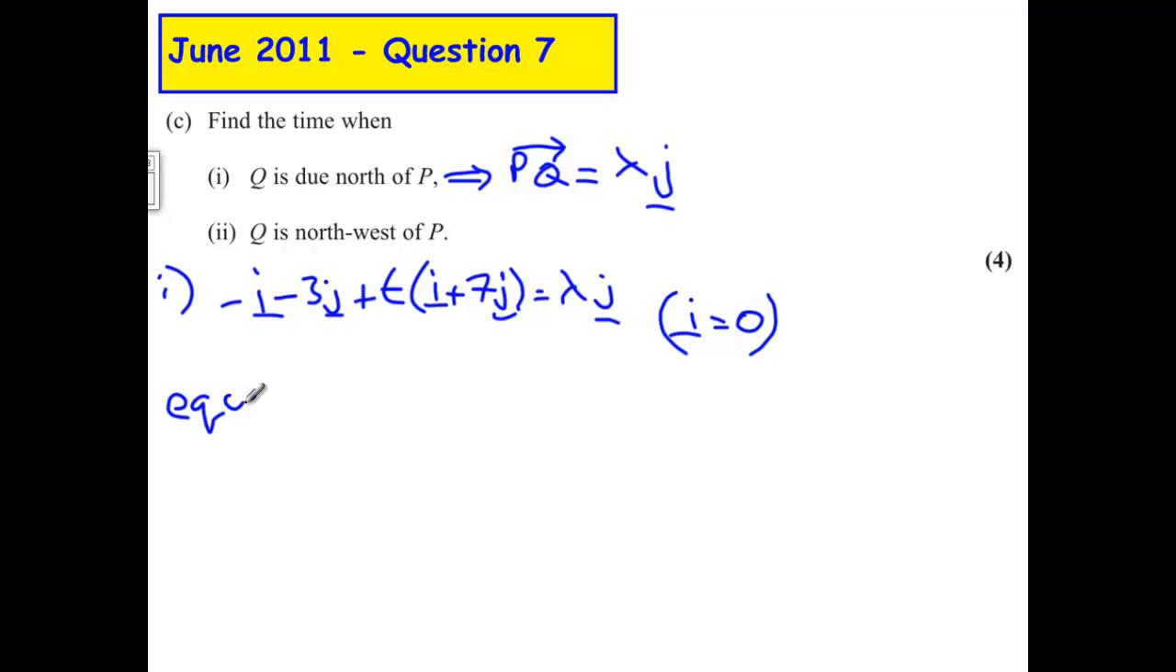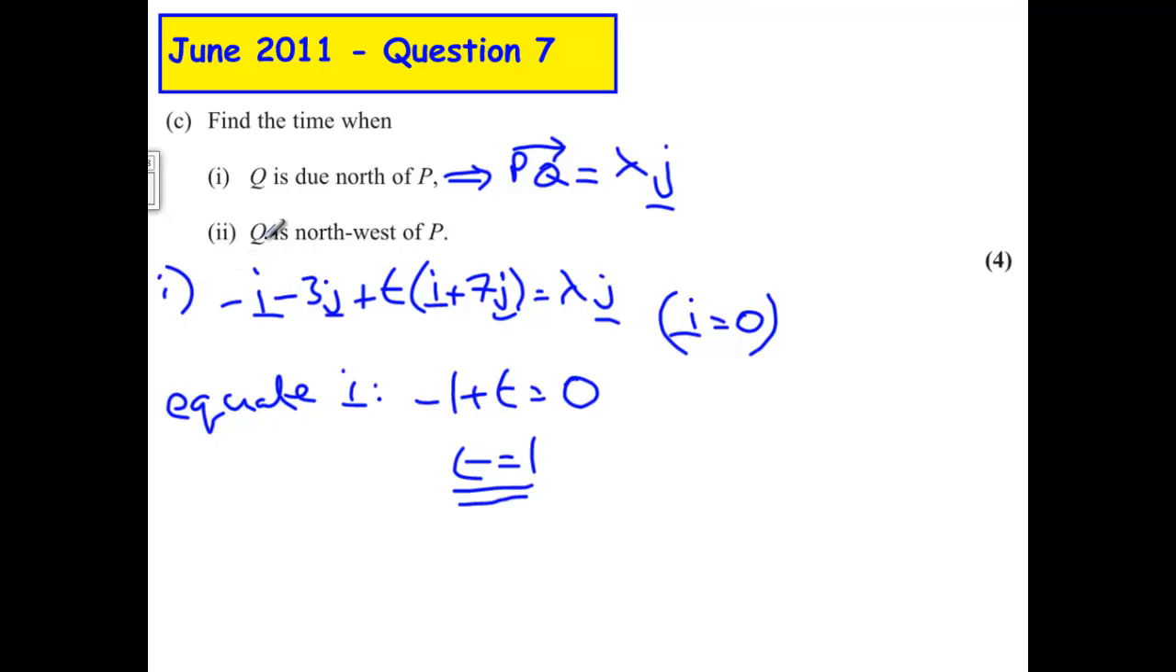So if I was to equate the i component of this equation, then I would get minus 1 plus t is equal to 0 on the right hand side. And rearranging this tells me that t equals 1. So at t equals 1, the vector PQ must have the form lambda j, which means to get from P to Q is just a vector depending on j, so Q must be due north of P.